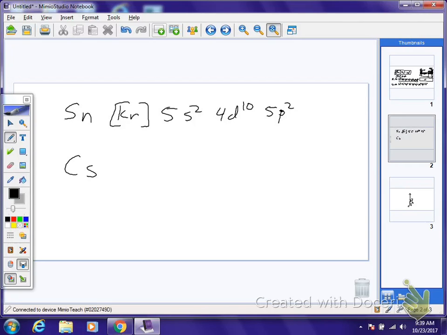Then the next one's really easy, because all we have to do is put xenon in brackets, and then we go down the row, and it's the 6th row, so it'd be 6s1. And we're done. 6s1, we're done. We don't have to go any farther. It only has 1 electron in the outer layer.